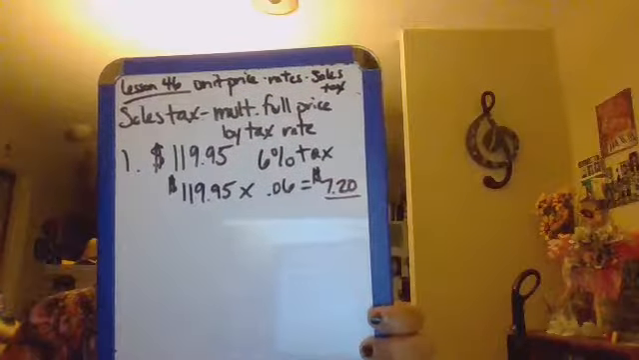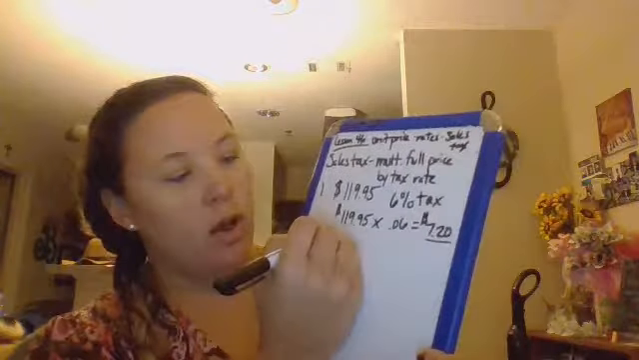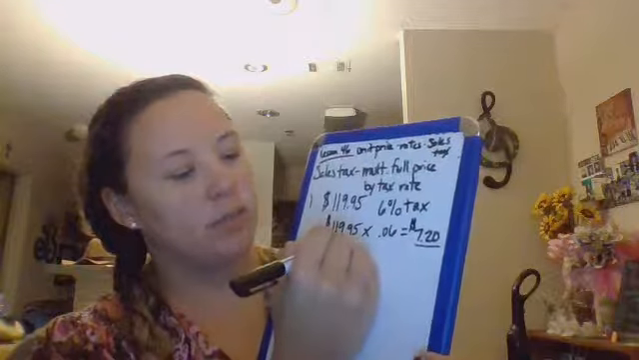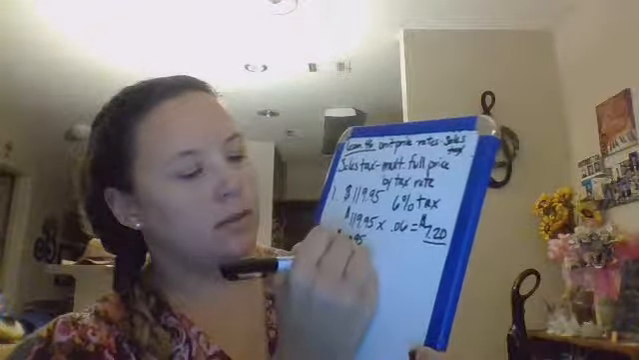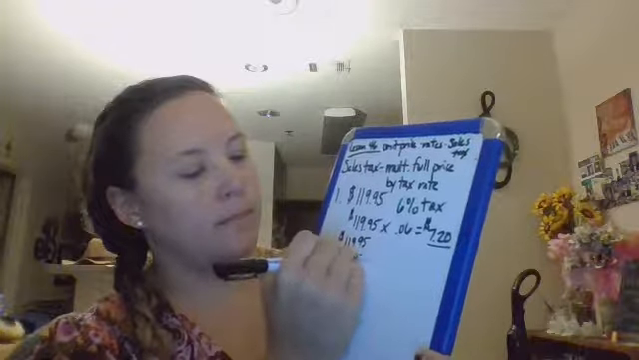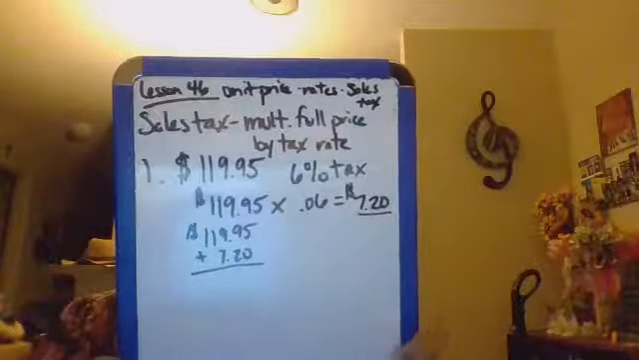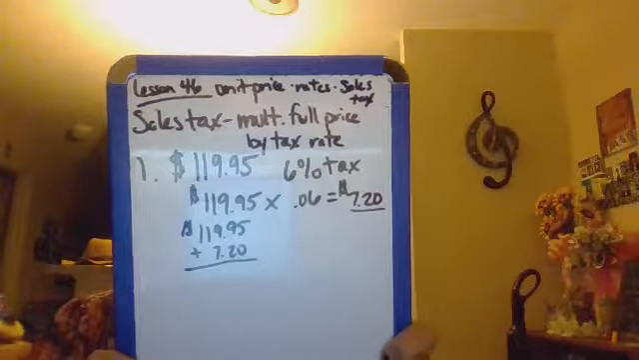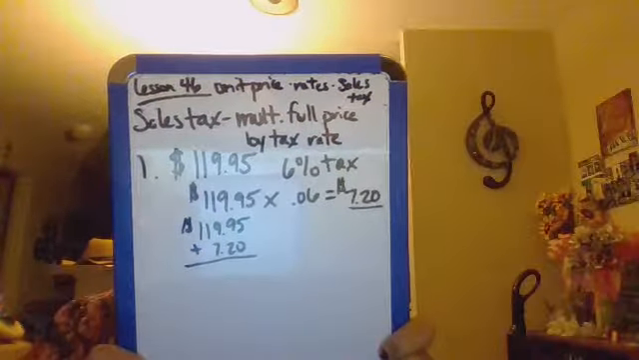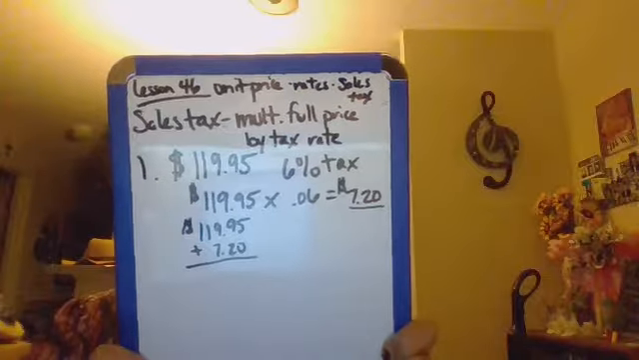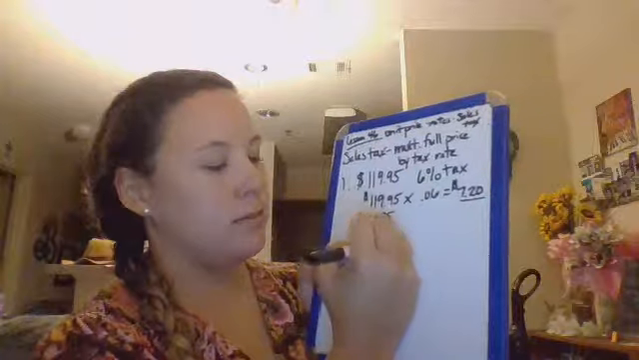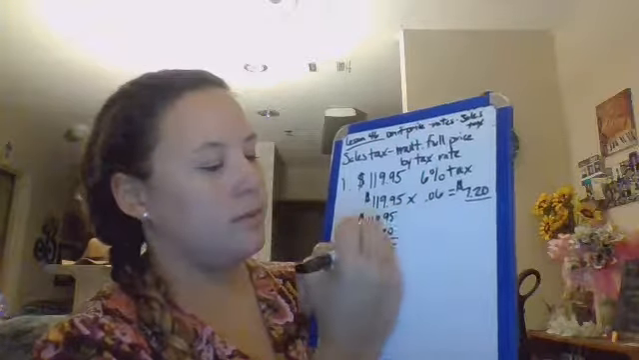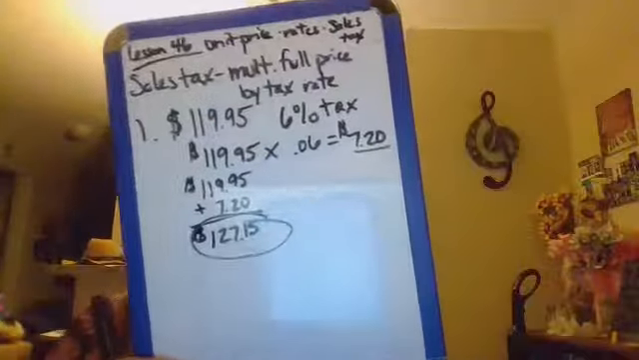So then how much are we going to pay total for the item? All we would have to do now is add our tax to our price. So we would add $119.95 to $7.20. And our total would be $127.15. So that's how much we would actually pay for the item.